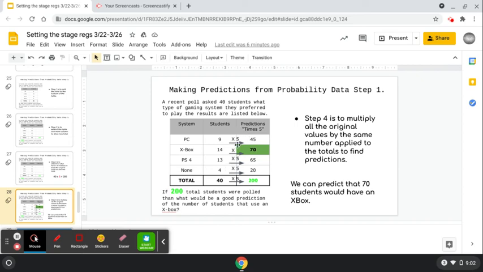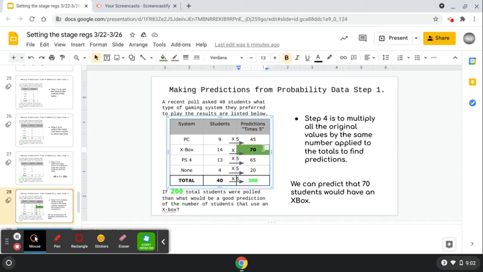That's 45. 14 times 5 would give me 70. 13 times 5 gives me 65. 4 times 5 is 20. And then where we started this. And so that's what we need to do, right? We need to use our proportionality, our ratio tables, our scale factors, and that's what we're going to do. So once we do that, then my answer here, my prediction, is 70, because that's what it says for Xbox.